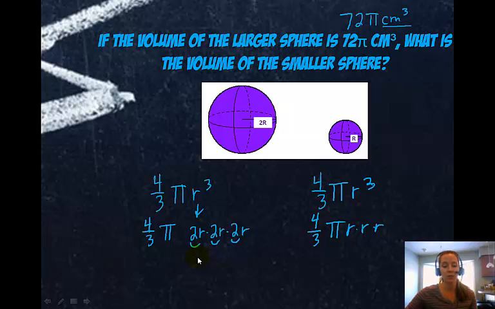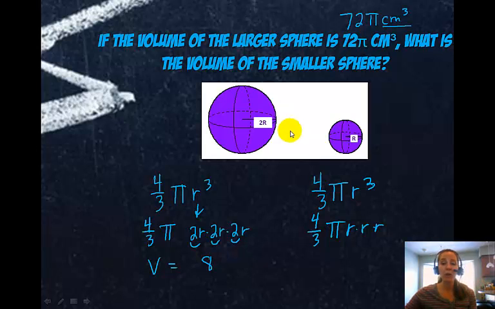2 times 2 times 2. So that means the difference between these two formulas is this volume is going to be 8 times as big. 2 times 2 is 4, times 2 is 8. So the volume of this bigger sphere is 8 times as big. We just doubled the radius, but look at how much more volume we got when we did that.